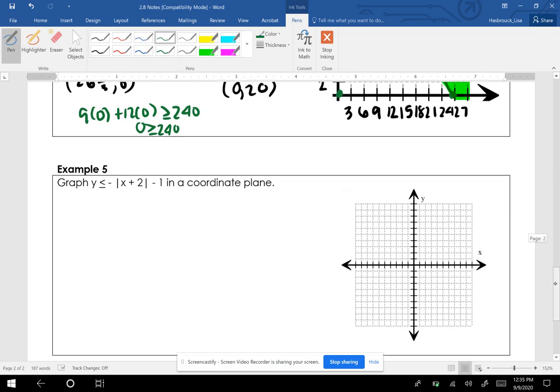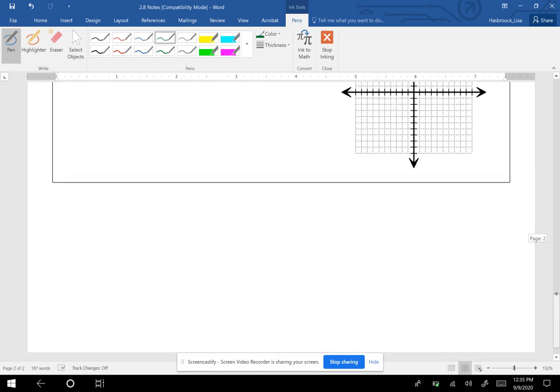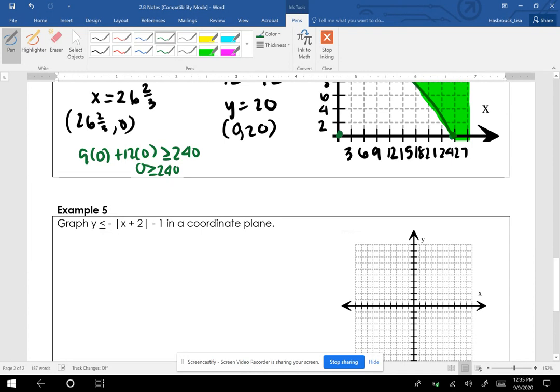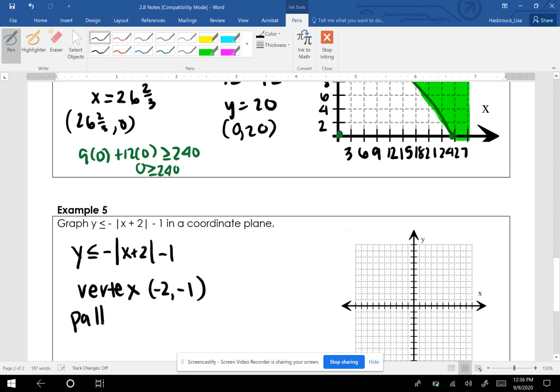In example 5, which is our last example, we have an absolute value inequality that we're going to graph. So for this problem, we have y is less than or equal to negative absolute value of x plus 2, minus 1. This is a v-shaped graph where our vertex is at (-2, -1), and our pattern, because of that negative sign in front, is a -1. Since it's a less than or equal to sign, this is going to be solid.